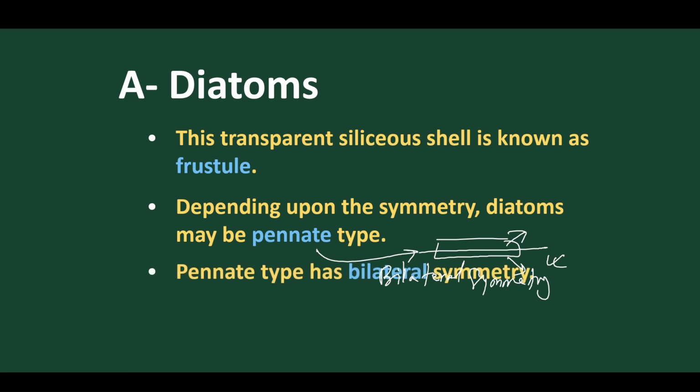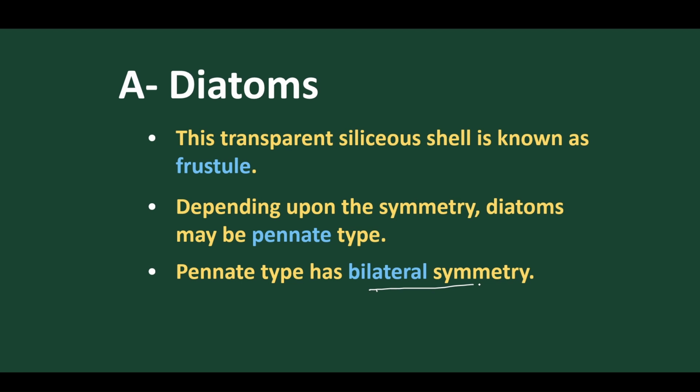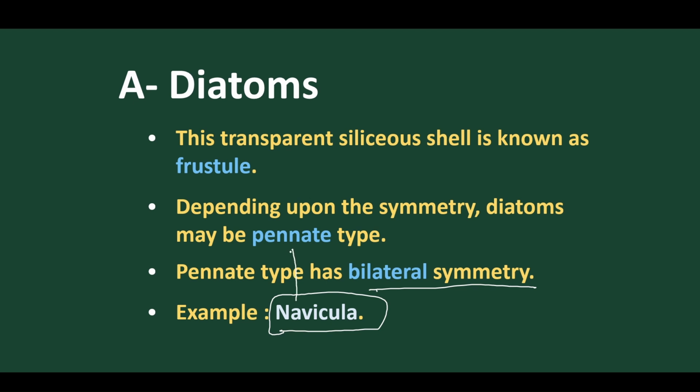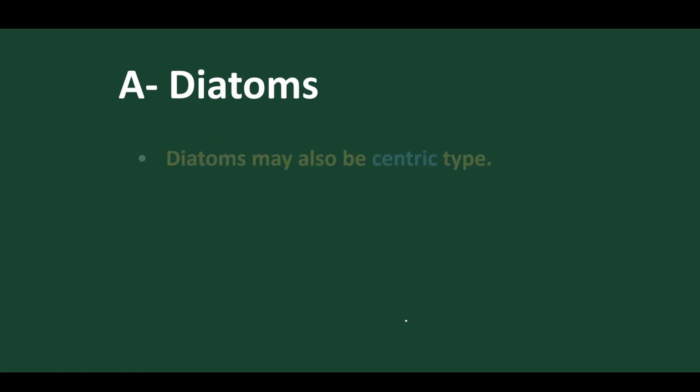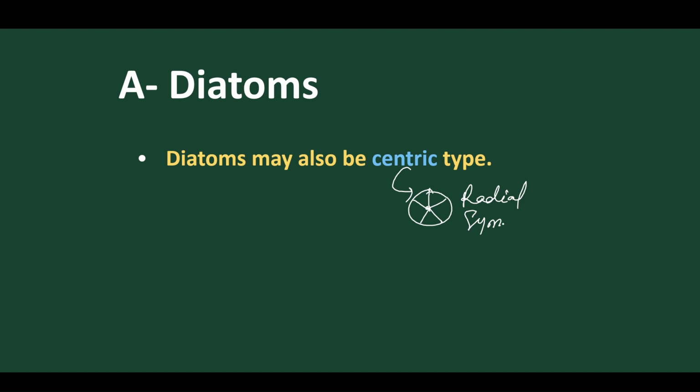Normally in this pennant type the body is bilateral symmetry, as we have discussed, and the best example is Navicula. So Navicula is the diatom of the pennant type. The other name of pennant type is bilateral symmetry, meaning the body is divided into two equal halves, and it is mostly seen in the example called navicular diatoms. And in some the body is centric. If the body is centric, it is called radial symmetry. This is radial symmetry. Got it?